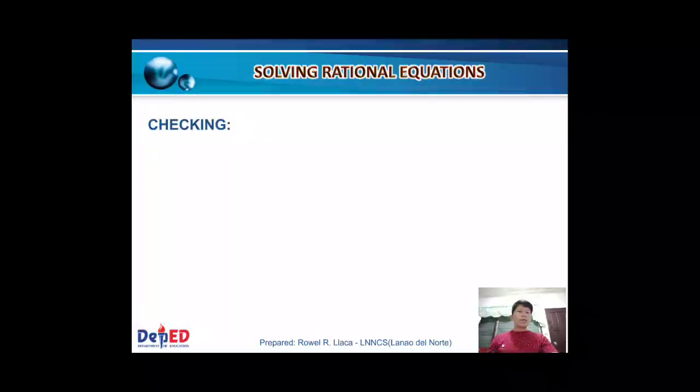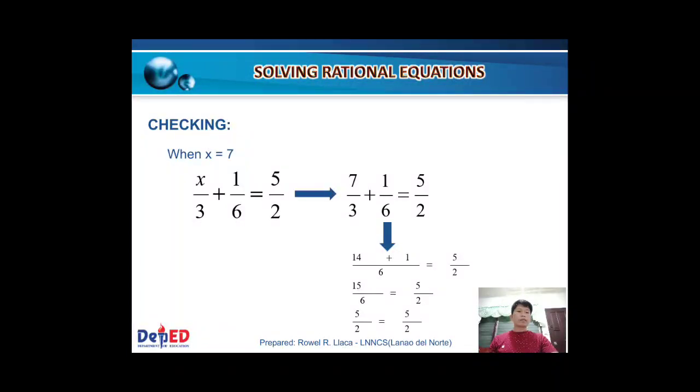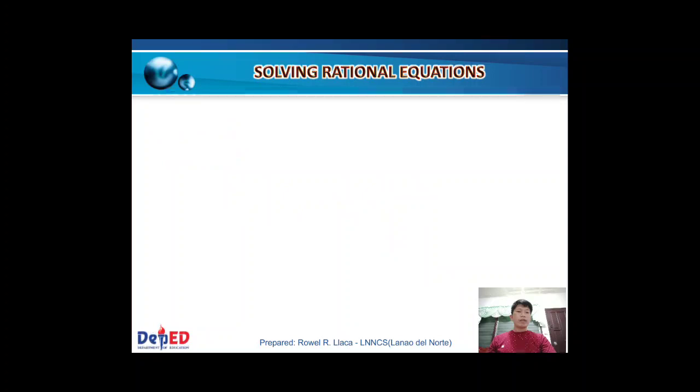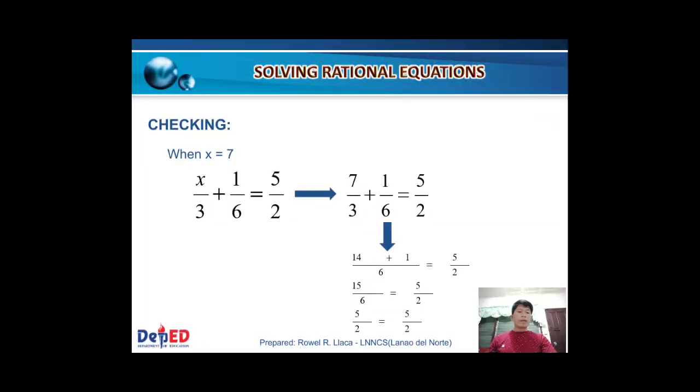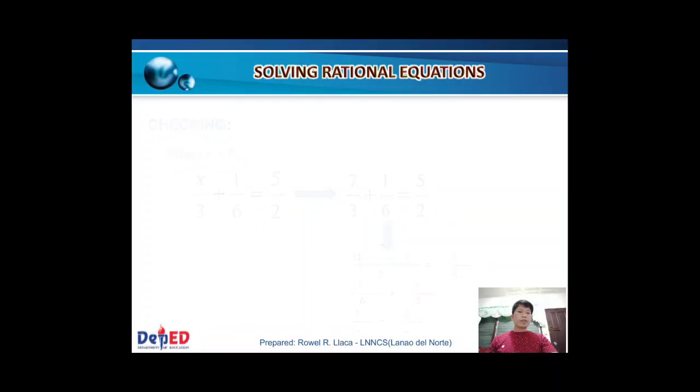We are going to check if x equals 7 is correct. So substitute the value of x, 7. It becomes, so the LCD here is 6. So 6 divided by 3 equals 2. 2 times 7 is equal to 14. 6 divided by 6 equals 1. 1 times 1 equals 1. So it becomes 15 over 6. 15 over 6 can be simplified. It becomes 5 half equals 5 half. So 7 is the solution of the given equation.